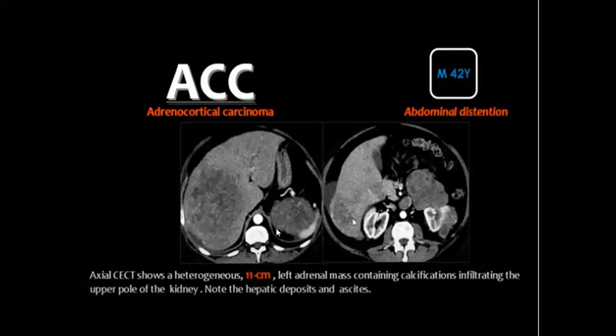This is a case of adrenocortical carcinoma in a 42 year old male presenting with abdominal distension. Axial CT scan shows a heterogeneous 11 cm left adrenal mass containing calcification, infiltrating the upper pole of the kidney. There are also liver deposits and ascites.